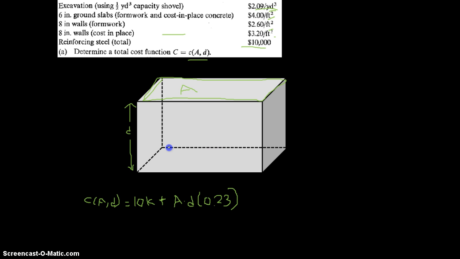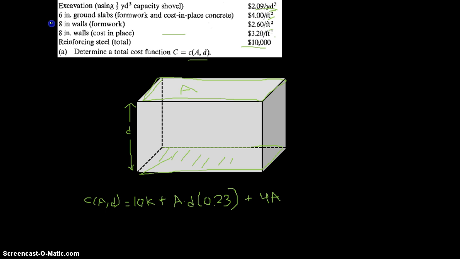Now we look at how much it's going to cost us to install the ground slabs, and that's this bottom here. If you notice, that's going to be in square feet. So the area here at the bottom is going to be A. Then it's going to cost us $4 times the area A to install these ground slabs.